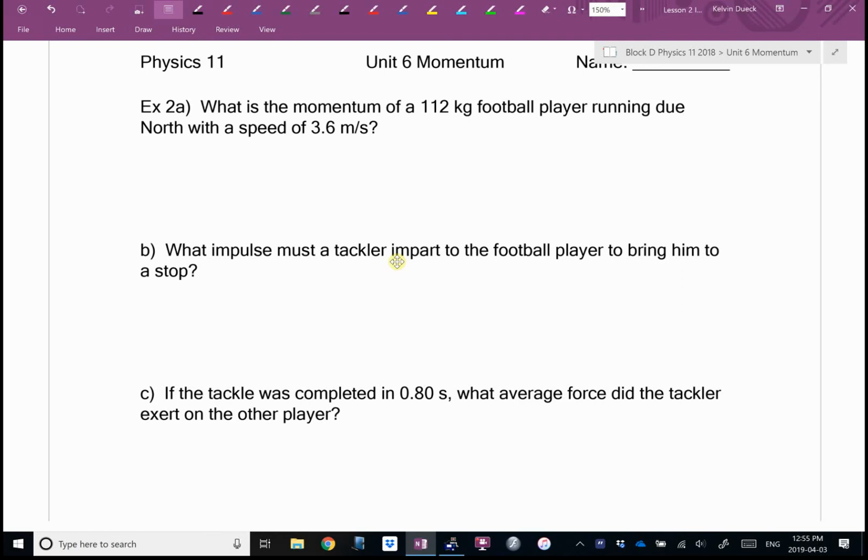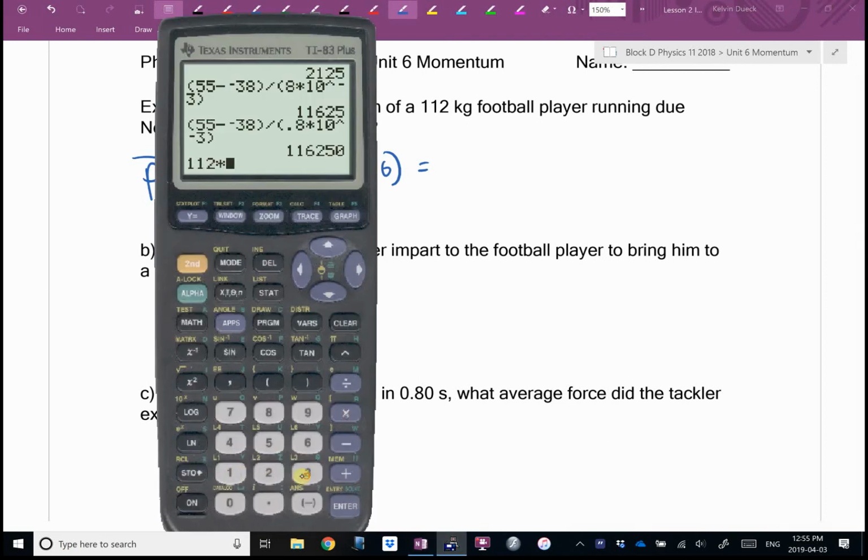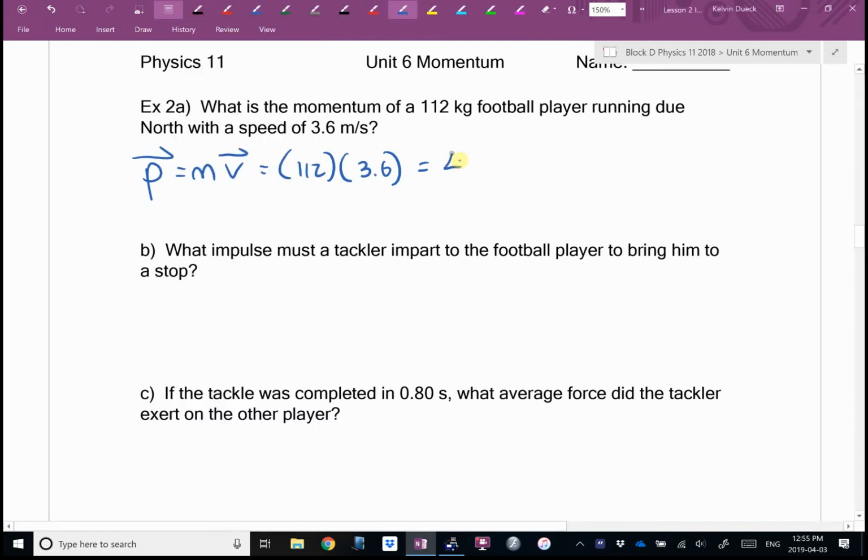Momentum is what times what? Okay, so here I'm going to go momentum is mass times velocity, 112, velocity is 3.6. What's 112 times 3.6? Yeah, 403.2. I'm going to write all the sig figs here for a reason. So 403.2, units: kilogram meters per second. Direction, because momentum is a vector.